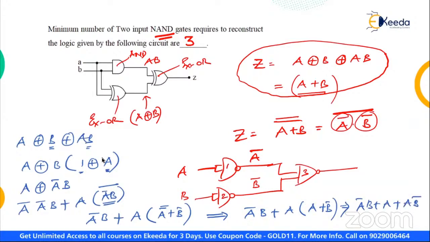Correct, guys? Now I can take A common. So what remains inside? It is A bar B plus, if I take A common, what remains inside is 1 plus B bar. So 1 plus B bar remains 1. What is ultimately remaining, guys, it is A plus A bar B. And by other laws, A plus A bar B is A plus B. This is how I can actually prove it.